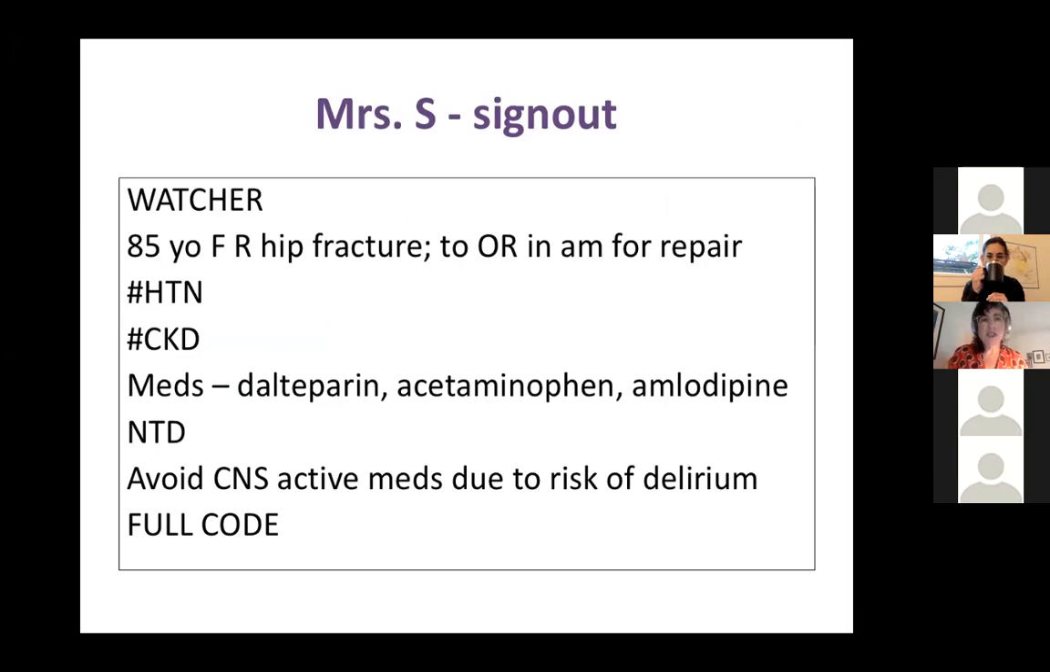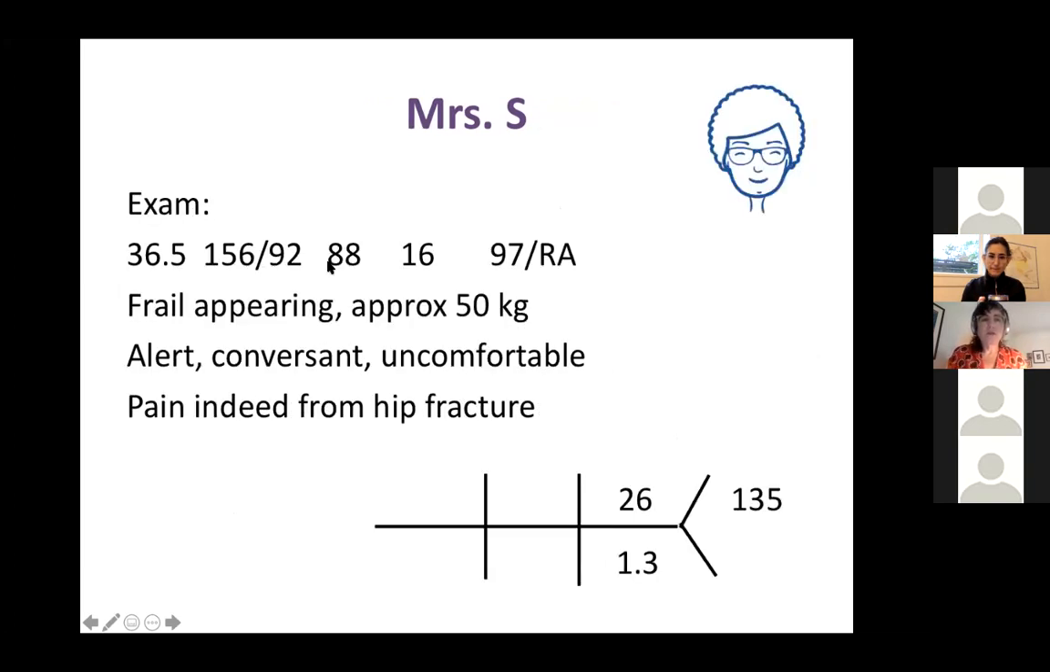She had a right hip fracture. She's going to the OR in the morning to get that fixed. She has some CKD. There are her meds. She has been correctly identified as somebody at risk for delirium. So you go to see her. I'm not really supposed to say that older adults are cute, but sometimes they really are. She's cute. She is a little bit hypertensive. Her vitals are otherwise pretty normal. She's small and frail. She is not delirious.